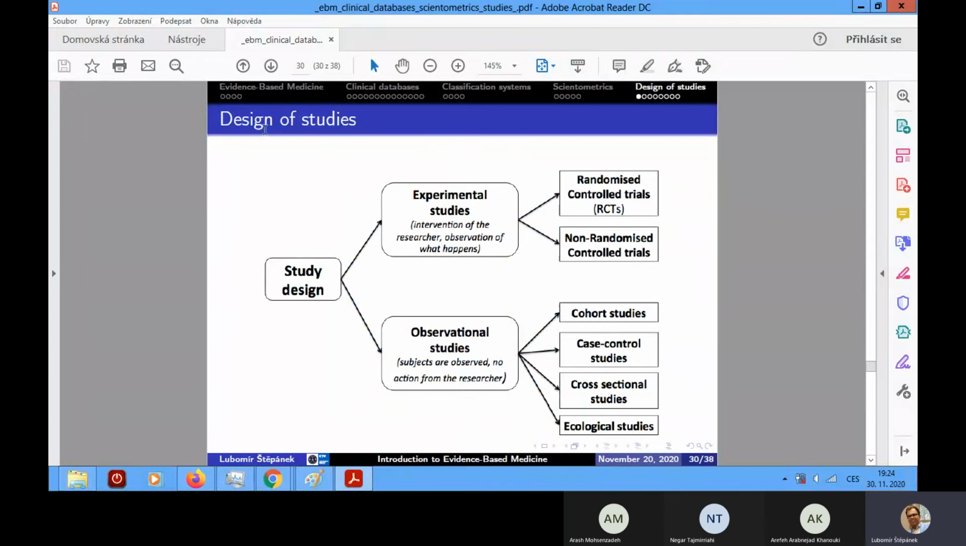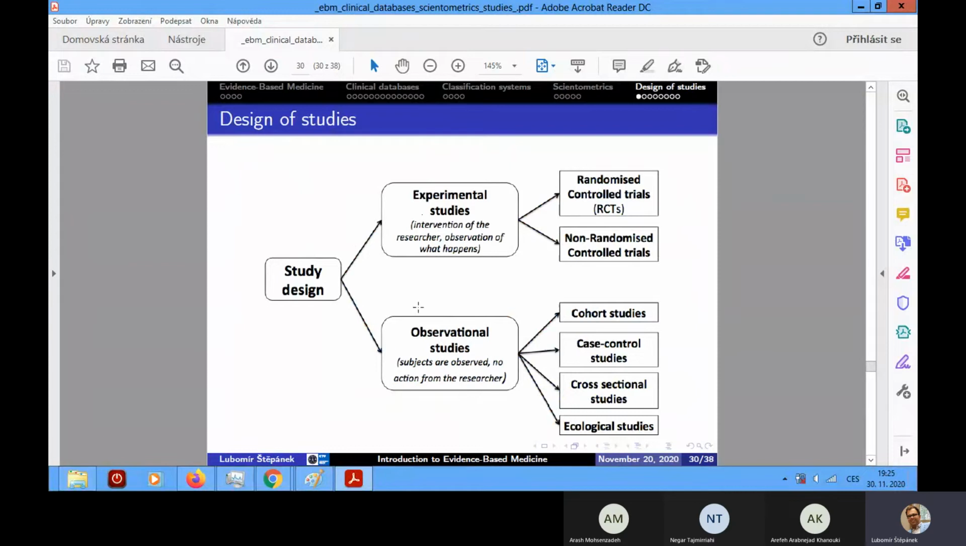So maybe a few words until 7:30. Studies differ in their design, and we can distinguish several different designs. The main distinction between study designs is considering the experimental studies and taking out observational studies. The observational studies are only the studies where the subjects or individuals are only observed. So there is no action done from the researcher. On the other hand, the experimental studies suppose that there is some intervention of the researcher. Of course, there's some observation, similar to the observational studies, but there's not only the observation of what happens, but also some active, proactive intervention of the researcher.